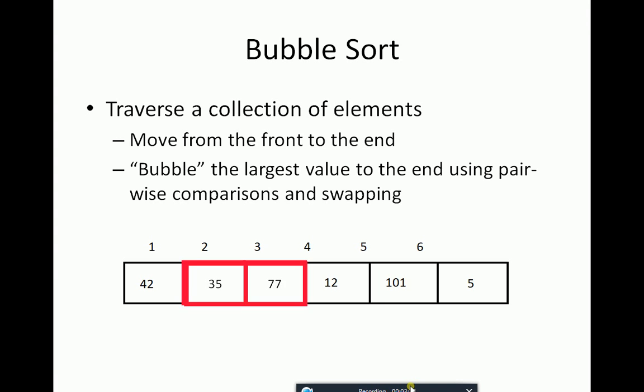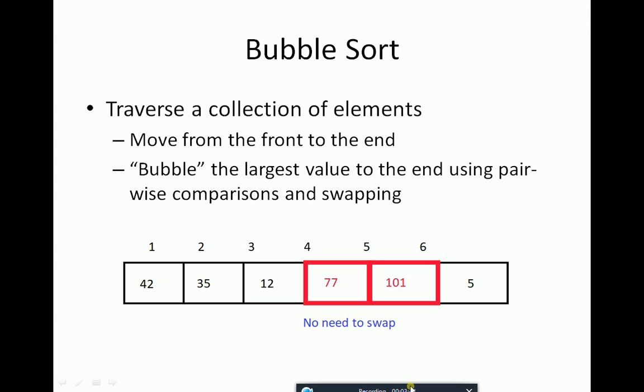Now the window will shift. We compare 77 with 12. No, it is not in order, so swapping will be done, and this is the resultant one after swapping. Now the window will shift by one element, and here we find the compared elements are already in order, so there is no need to swap. Still pass one is going on, and we need to shift this window to the last pair of our array, and here the data is not in order, so we need to swap.